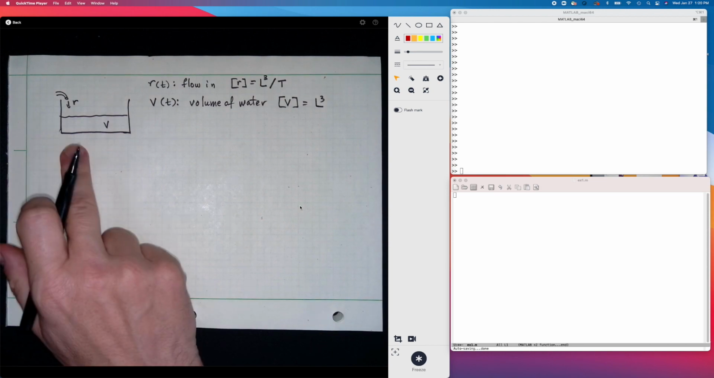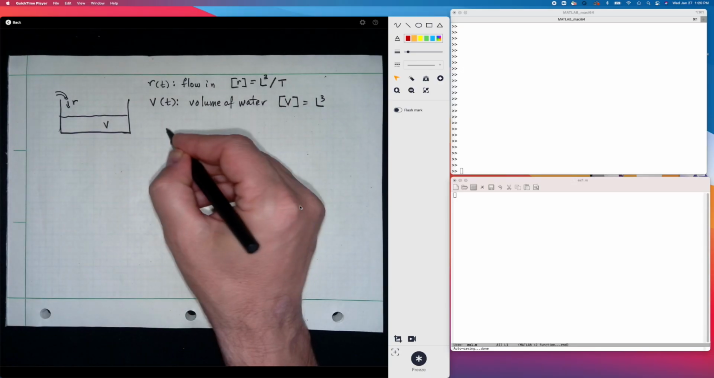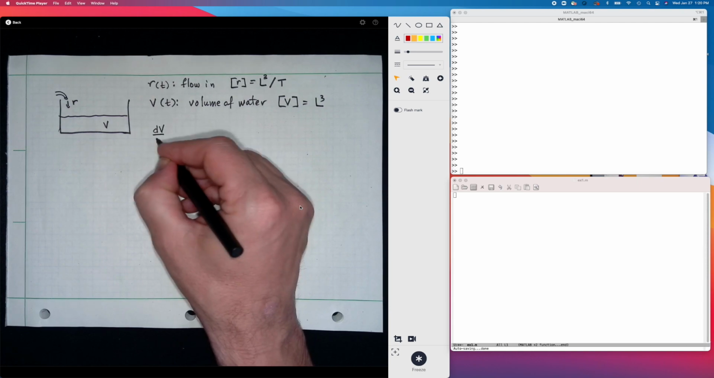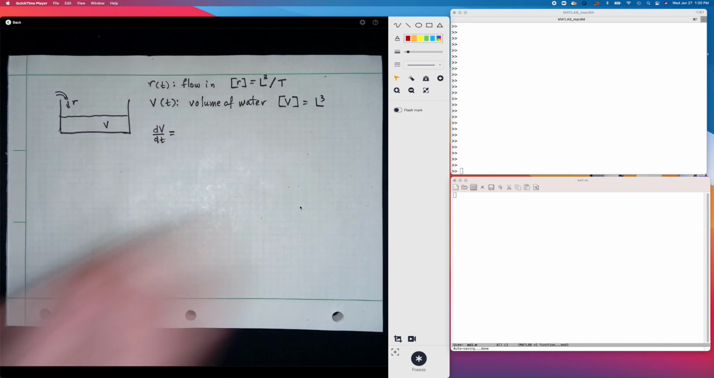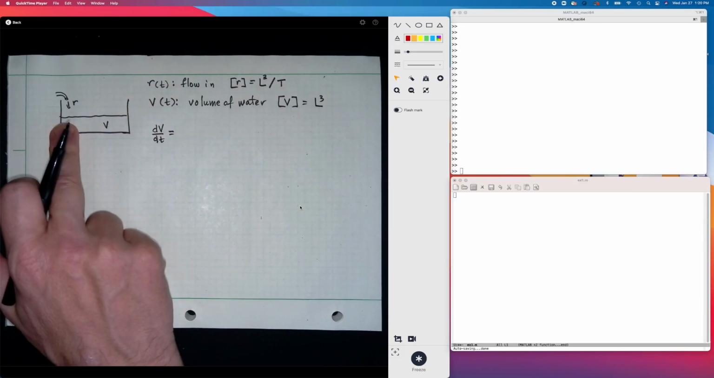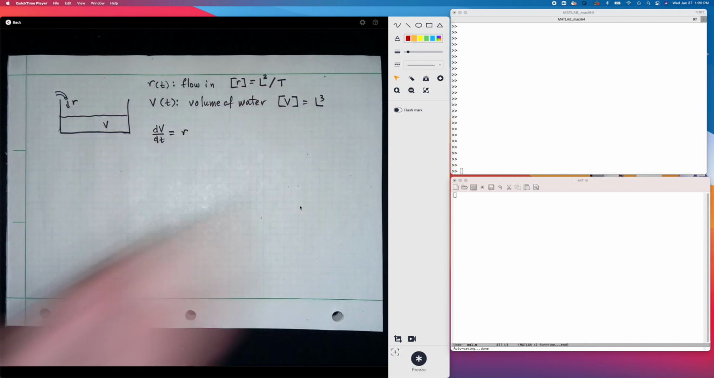And so to set up the model, we use the idea of conservation of the volume of water. So water is neither destroyed nor created, and therefore the rate of change of V, which is the derivative dV dt, is equal to the flow in minus the flow out. In this simple example, we have a source in but no flow out, so this is just equal to R, the rate of flow in.